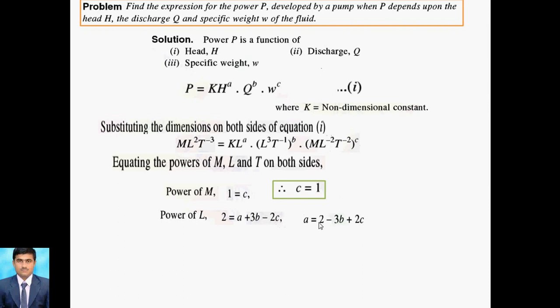So after that we can solve this. 2 is equal to a plus 3b minus 2c. Then the power of T is minus 3 as it is, and on the right side minus b and minus 2c. So you can put the values of b and c. Here b is unknown, c is equal to 1. So that's why we can get the values of a, b and c. So a is equal to 1, b is equal to 1, c is equal to 1.